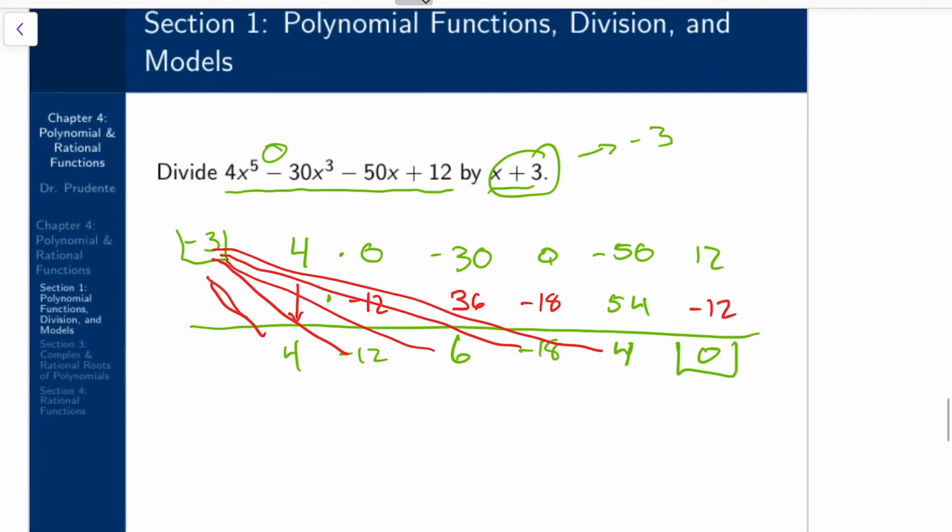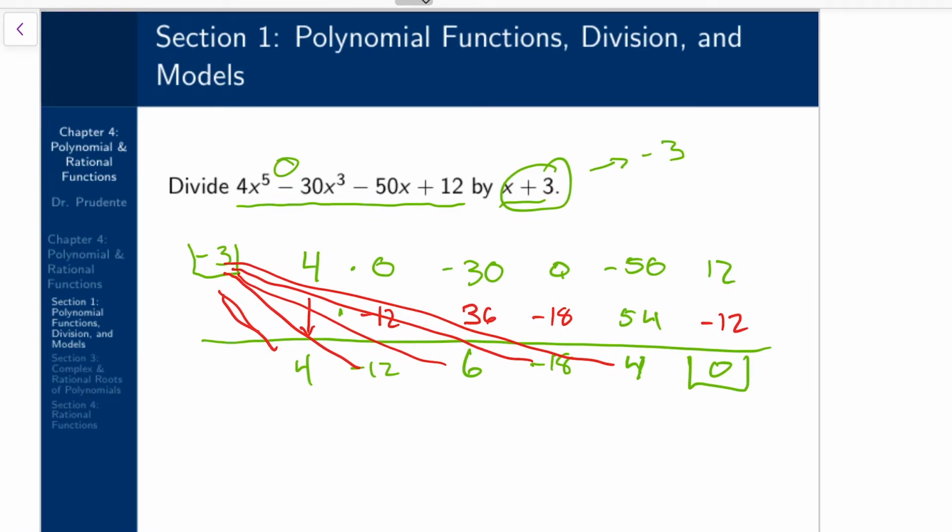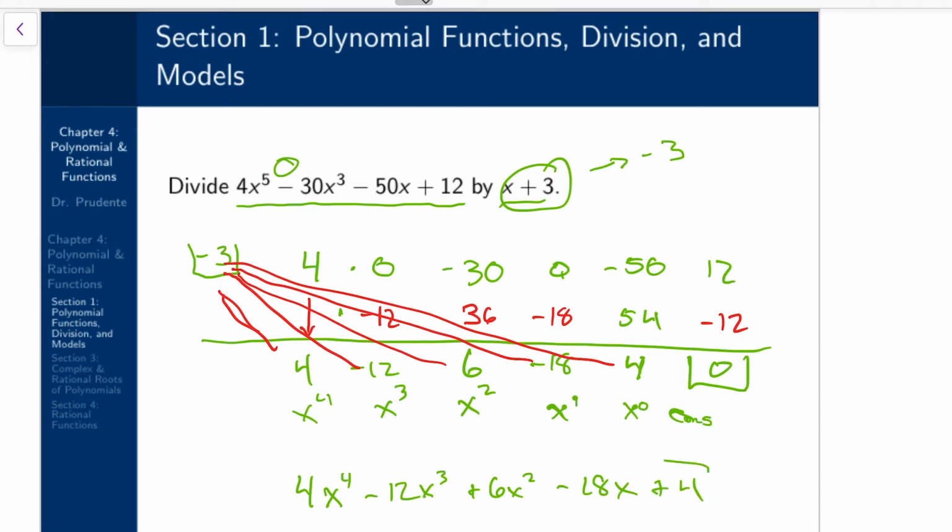Right? What we're going to do is fill in the x's from right to left. So this would be the x to the 0th, or the constant term. This would be what's multiplied by x to the first, x squared, x cubed, and x to the 4th. So our resulting polynomial, or our answer once we divide, is 4x to the 4th minus 12x cubed plus 6x squared minus 18x plus 4. And that would be our solution to this.